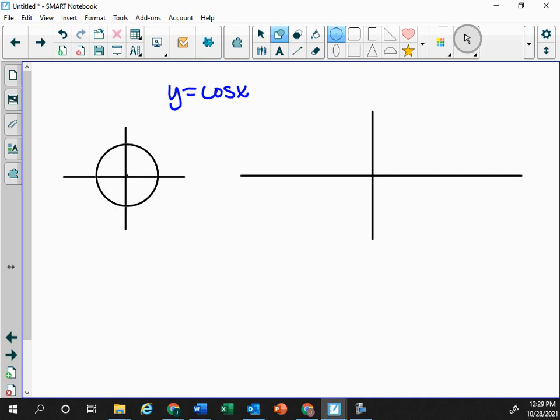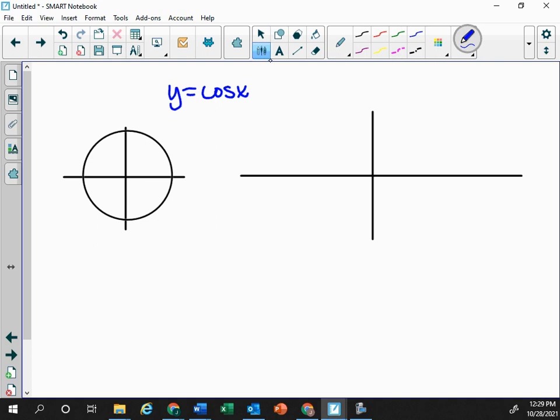Think about the circle if you need it. Make a little table if you need it. This one I think is harder for you to see. Remember, x is the angle. Y is what cosine of that angle is, okay? You mix up your x's and y's on this one, so try to graph it.